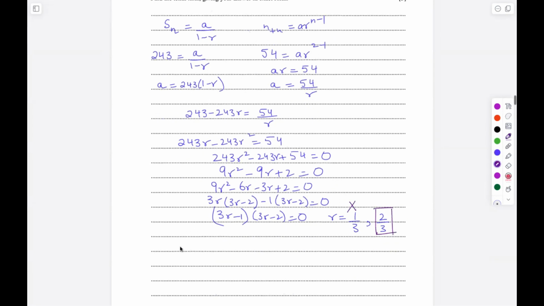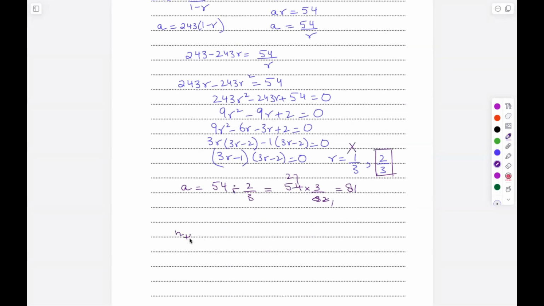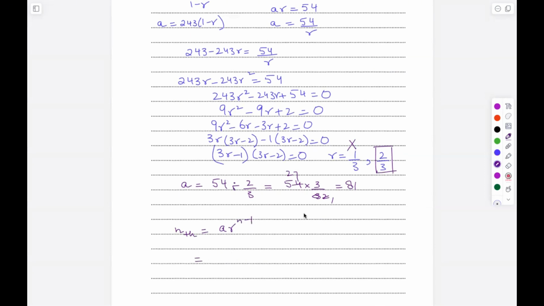Using this value of r, we can now find the value of a, which will be 54 divided by 2 upon 3, which can now be written as 54 multiplied by 3 upon 2. So this will become 27 into 3, which is equal to 81. Now we have the values of a and r. To find the nth term, we can use the formula ar to the power n minus 1, as a is 81. So we can write this as 81 into r, which is 2 upon 3, to the power 10 minus 1. So this will become 81 into 2 upon 3 to the power 9.